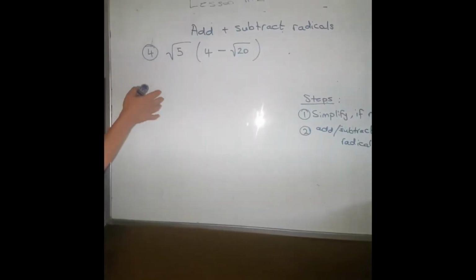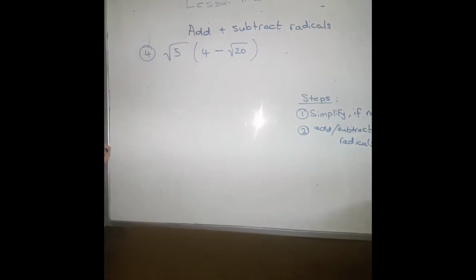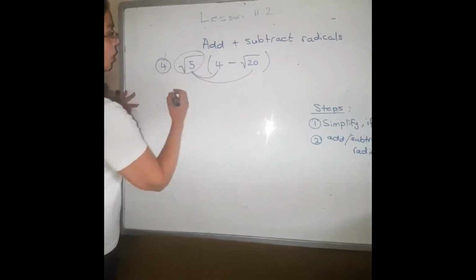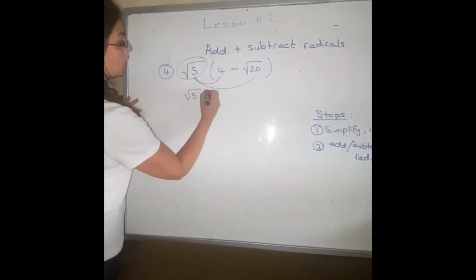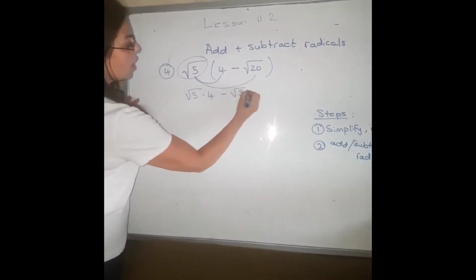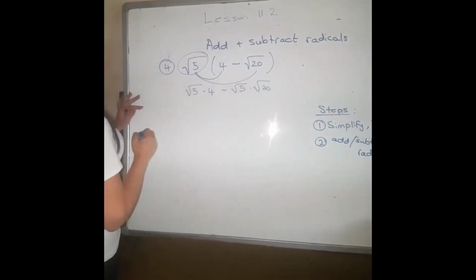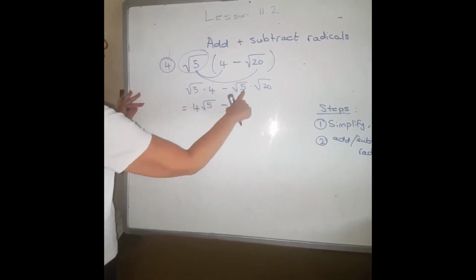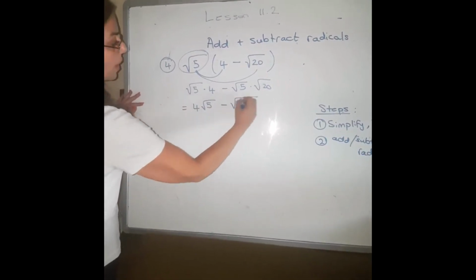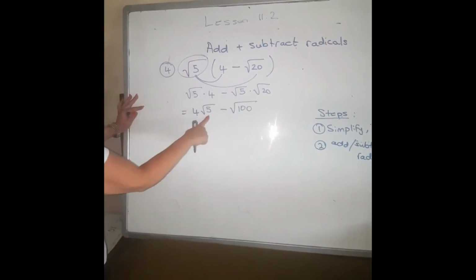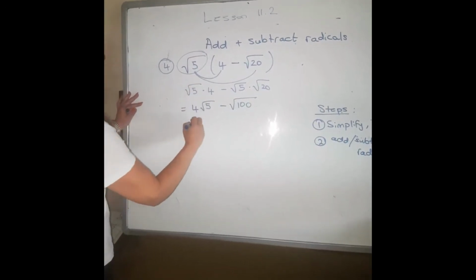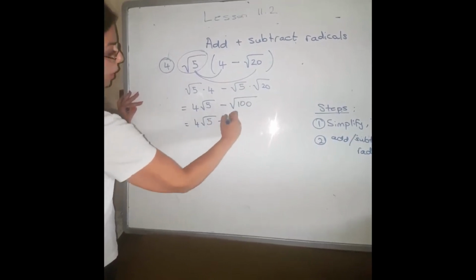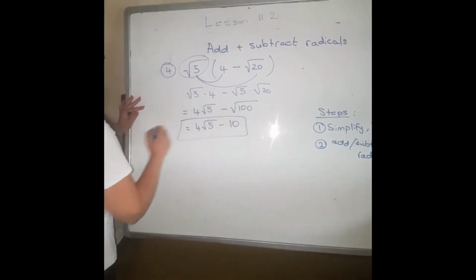In adding and subtracting, I have distributing. First I distribute, then I add or subtract. So it's radical 5 times 4 minus radical 5 times radical 20. 4 times a radical 5 is a 4 radical 5, minus radical 5 times radical 20 is a radical 100. Can I simplify radical 5? I can't. So my answer is 4 radical 5. Radical 100 is actually 10, minus 10. And this is my final answer.